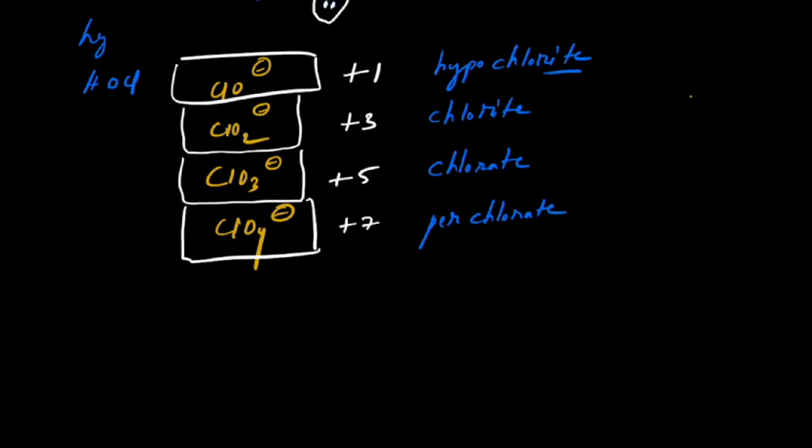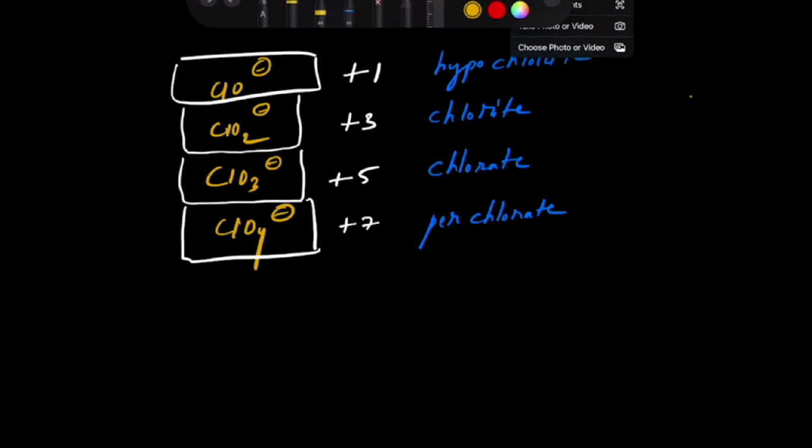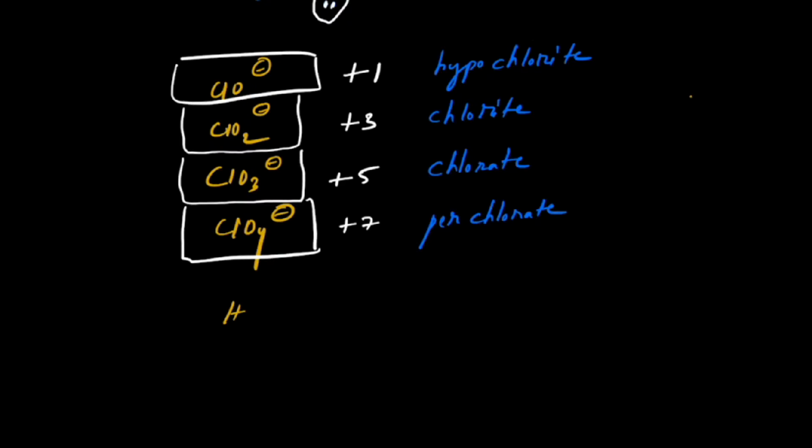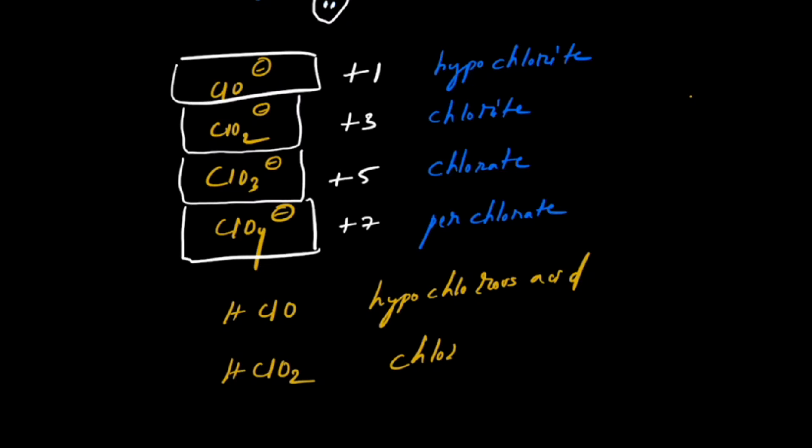So this is hypo. Let me write it down, because there is no space for writing names. Whenever you form acid with this, that means if H plus is attached to ClO, HClO, that forms hypochlorous acid. And if it is HClO2, it is chlorous acid, because it comes from chlorite. So if it comes from hypochlorite, it is hypochlorous acid. If it comes from chlorite, it is chlorous acid.